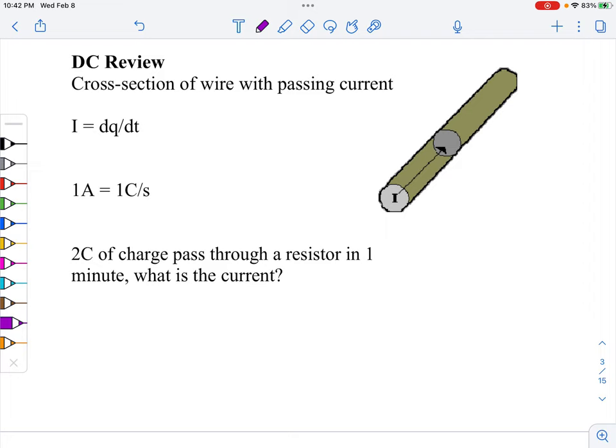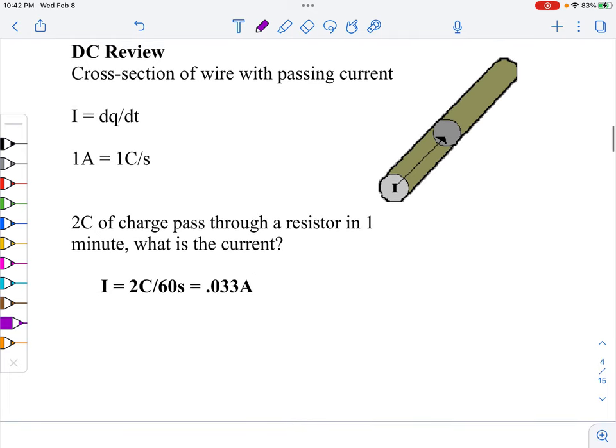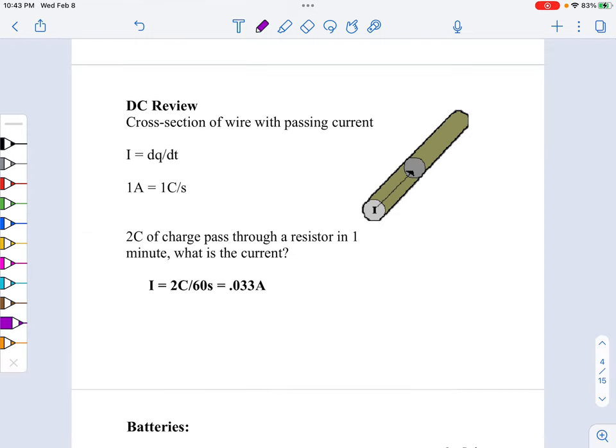I have a really complicated example here. It says 2 coulombs of charge pass through a resistor in 1 minute. What's the current? The current is just the charge over the time frame, but we have to watch out: this is 1 minute, so it's 60 seconds. 2 over 60 is 0.033 amps. There we go. If we know the cross-sectional area, we can get a measurement of the current that flows through it with respect to time. We'll come back to that in a minute.